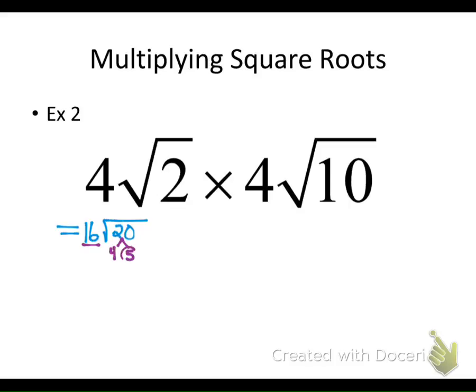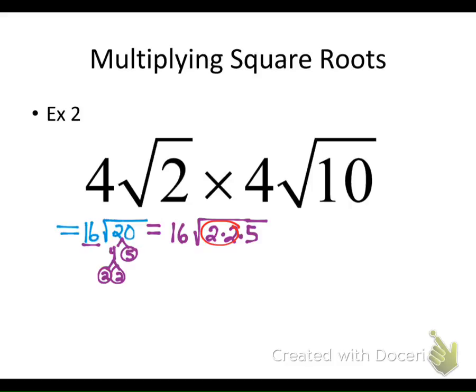4 is 2 and 2, right? So I'm going to rewrite it. Don't forget your coefficient. What's my coefficient? 16. Square root. What are my prime factors? 2 times 5. Okay. Now what do I do? You said the factor base.